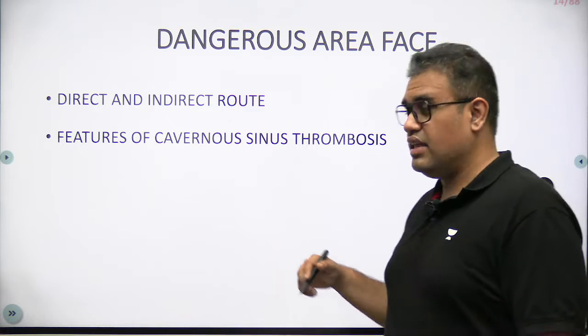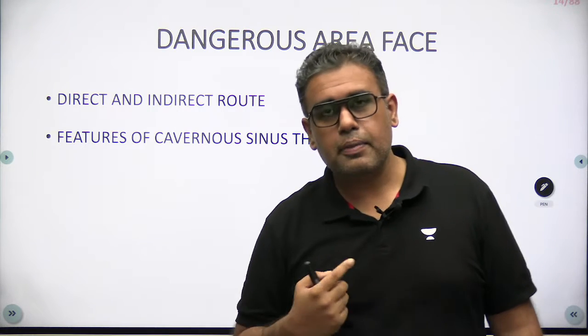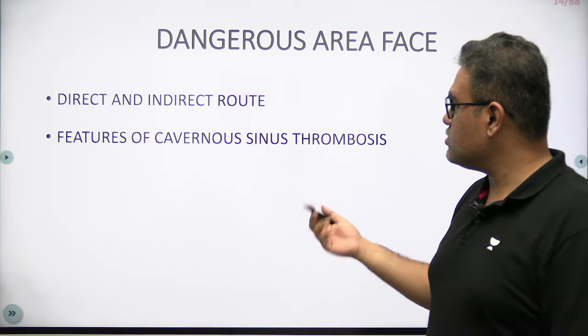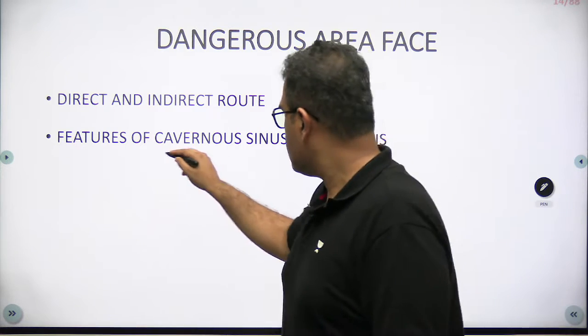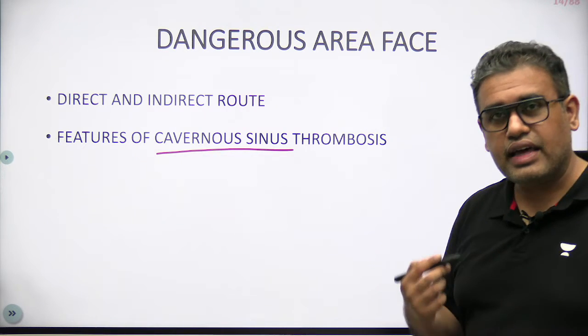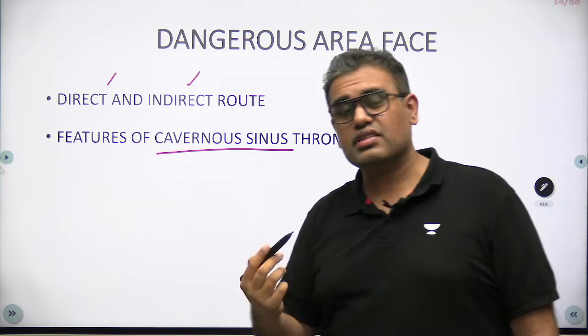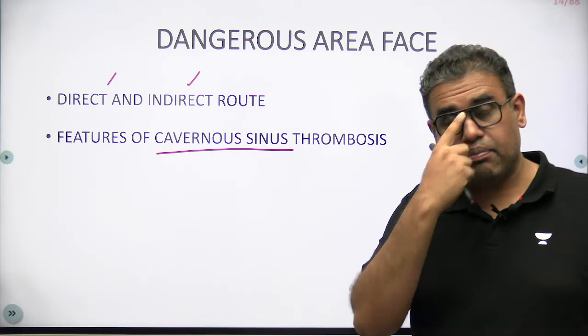So the face, we have to see a few things; a couple of images we will see further on. And then the dangerous area of face, we know the nose area and the upper lip region, this area. Why is it known as the dangerous area? Because you should be knowing that it has a communication with the cavernous sinus. The veins over here have a direct and an indirect communication with the cavernous sinus, and therefore it's a dangerous area. Again, it is of applied importance.